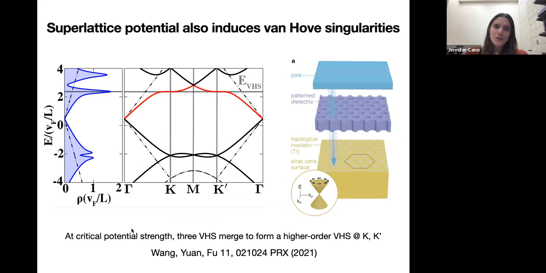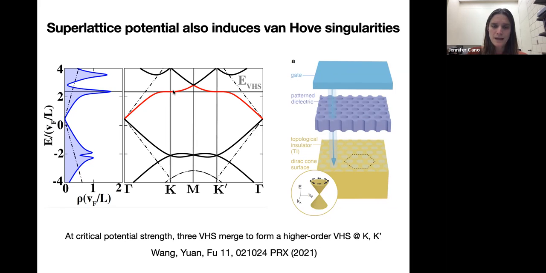I said that the superlattice potential can change the Dirac cone velocity. The other major effect of this potential is to introduce Van Hove singularities. We can see it from this band structure. These dashed lines are our original Dirac cone velocity, and these solid lines are the new band structure just after the band folding from the superlattice potential. By comparing the original band structure to the new one, you can see the change in velocity I was talking about, but you can also see that higher up in energy, these are the Van Hove singularities.